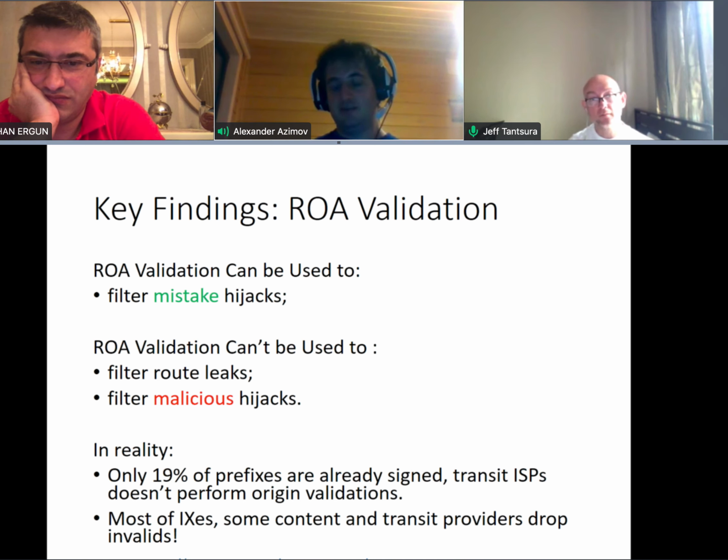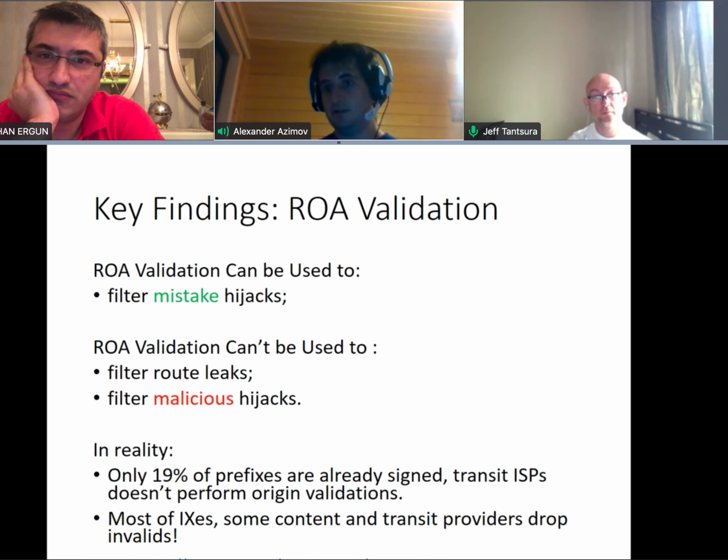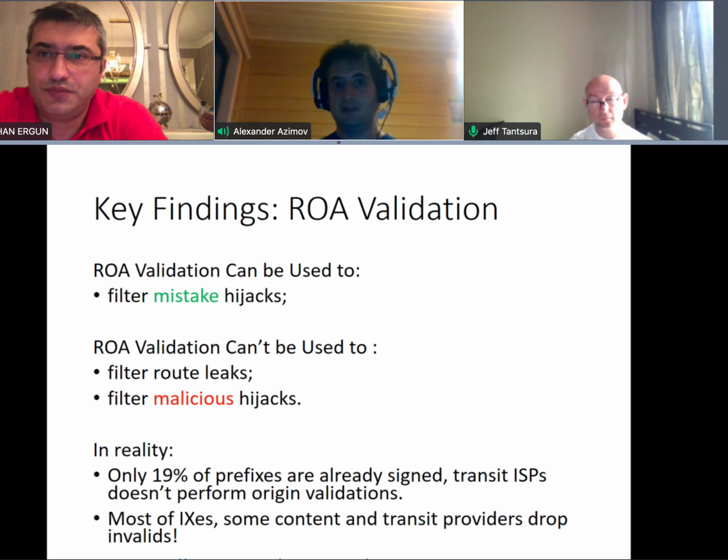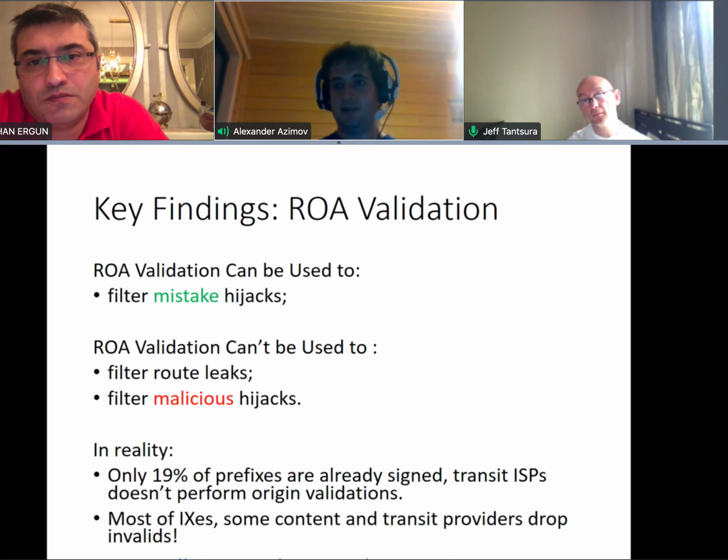ROA validation is very useful to filter mistaken hijacks, when someone accidentally advertises your address space. It's happening from time to time. Recently, it happened again, for example, in the Rostelecom network, affecting thousands of networks. The reason is that some have static routes and they are launching BGP, and this results in hijacks for the victims. Unfortunately, ROA validation can't be used to fully protect against malicious activity. It's not supposed to work for route leaks at all. And if one has malicious intent, you will still be able to forge ASPA and that way bypass filters based on ROA validation.